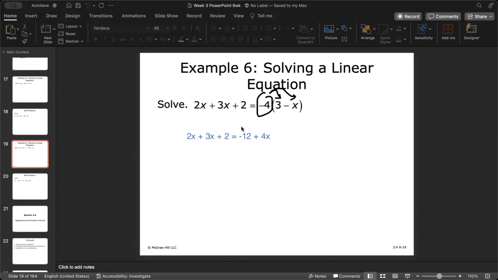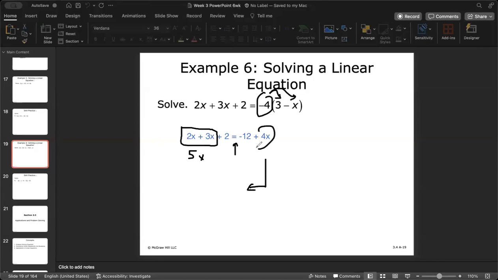Okay, so now we're ready. We got the parentheses gone. Notice here we have 2x plus 3x. Because they're on the same side of the equal sign, we can just go ahead and combine these to give 5x.